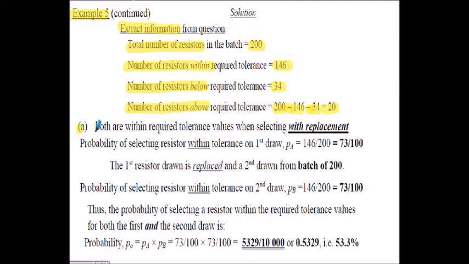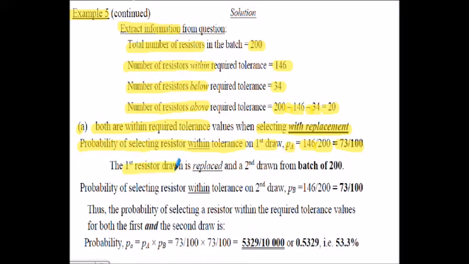So part A, we've got to find the probability that both resistors drawn are within the required tolerance when selecting with replacement. So the probability of selecting a resistor within tolerance on the first draw, PA I've called that, is 146, the number of resistors that are within tolerance, divided by the batch size of 200. That simplifies to 73 upon 100.